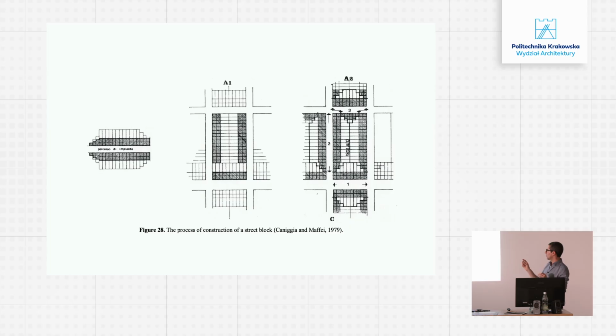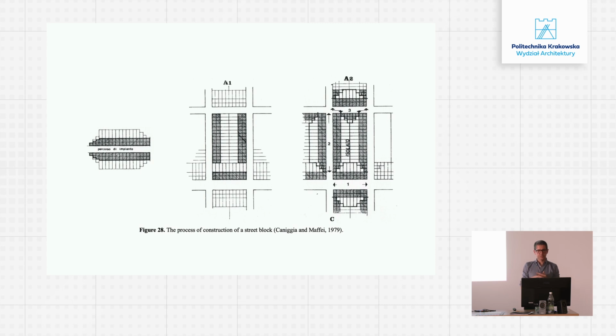So here, Caniggia and Maffei are telling us that in most cases, the street block is not a form that comes to the ground like that. It is very often a process. We link different points. Along the way, parts of this street become more important, and so we start to create other streets, and through time, these streets start to create these different street blocks.